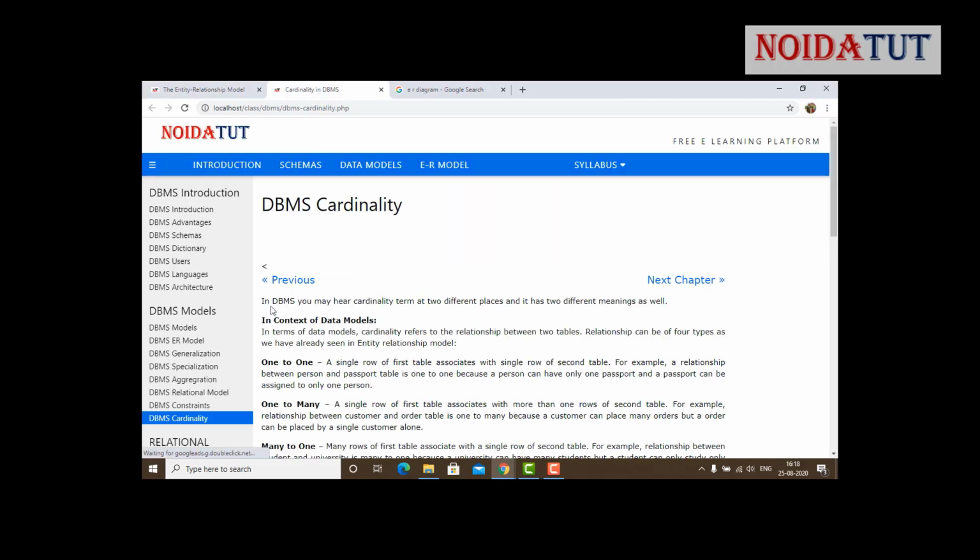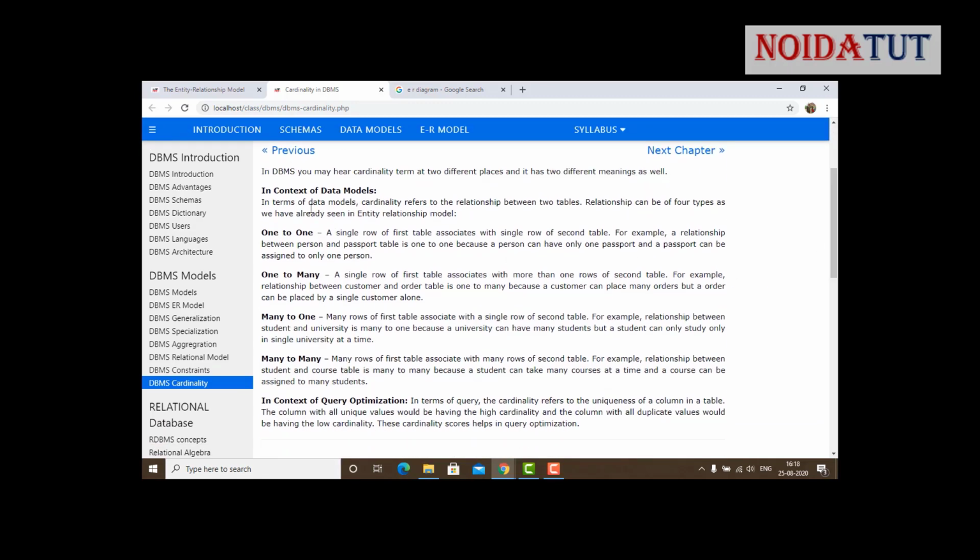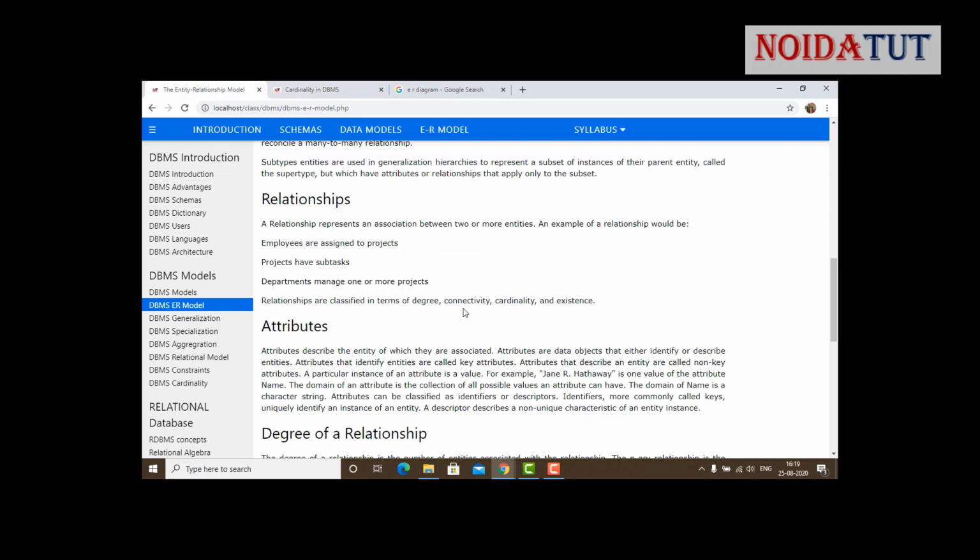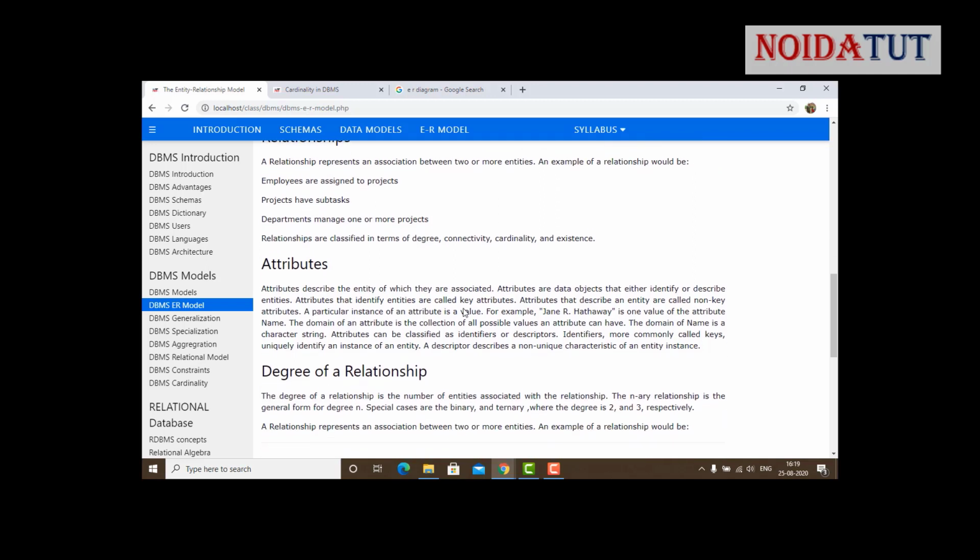Now cardinality. The term is used in two different places and has different meanings. It refers to the relationship, how we manipulate the relationship. It can be a one to one relationship, one to many relationship, many to one relationship. How we are manipulating these relationships comes under cardinality, which we are going to look at further in the chapters.